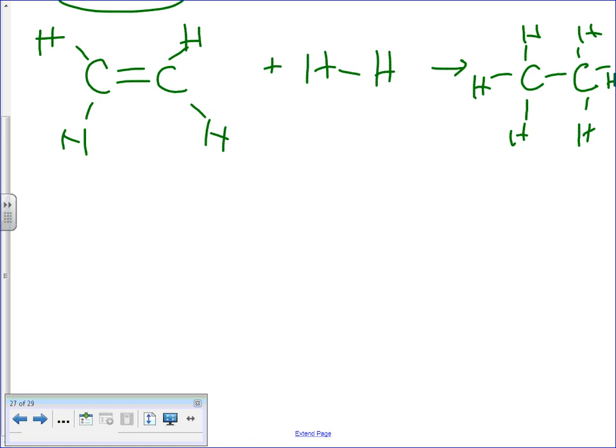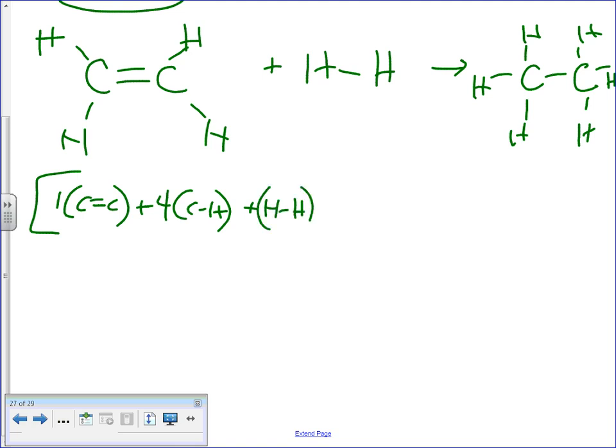So we have one C double bond C that is going to be broken. And see, I'm starting with reactants on this side. And then how many CH bonds are going to be broken? So plus 4 CH bonds that are broken. And what else is broken? One H to H bond. So I actually write out my bonds so I can look them up in a table, because the table looks exactly like this. And I'll show you what it looks like in a second.